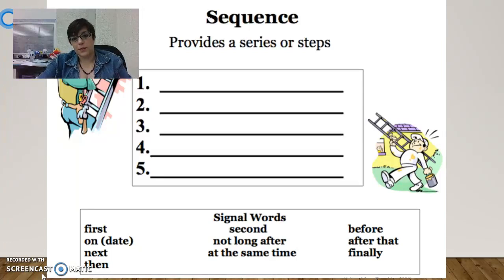The third type we're going to talk about is sequence, and that's when you have a series of steps or just a series of information. Our signal words are on the bottom. There's 2 different graphic organizers you can see with it. You can just have a list. So this would be more of like if you have a recipe, that's a sequence that you have to follow.